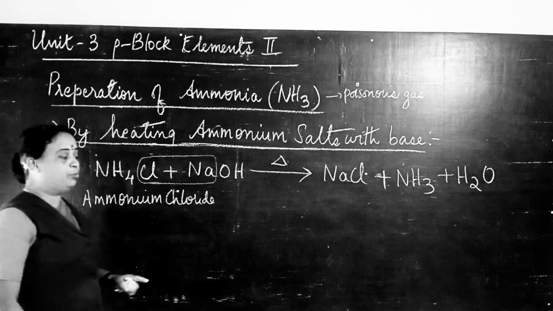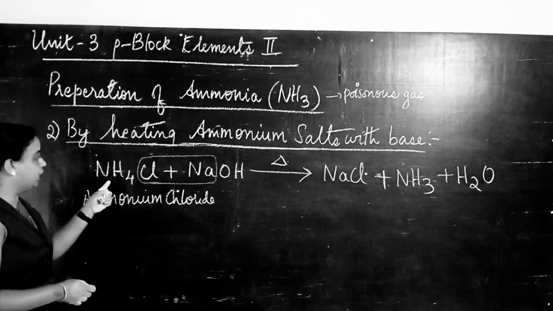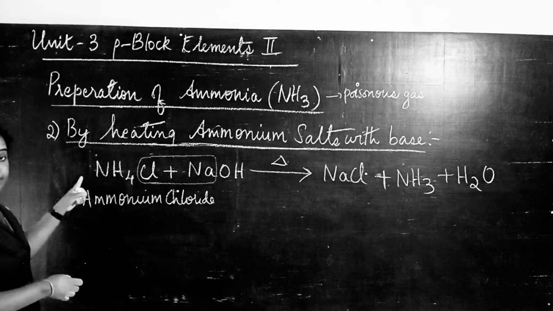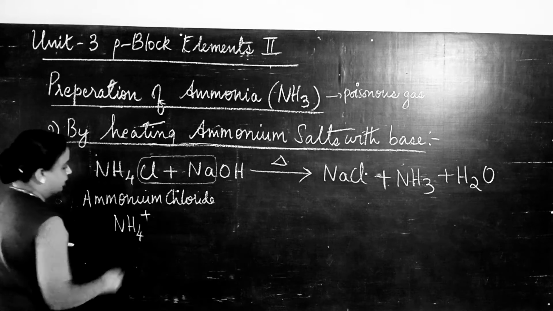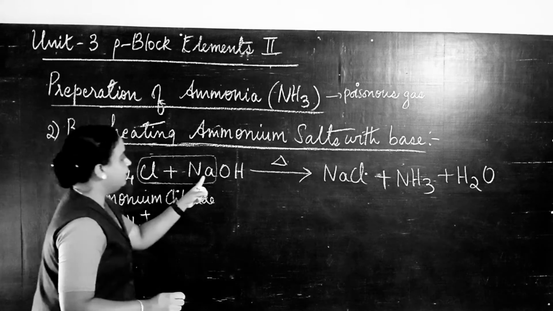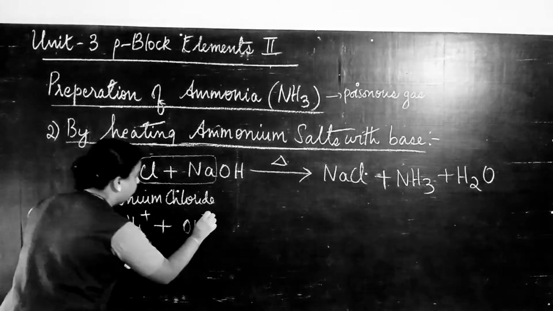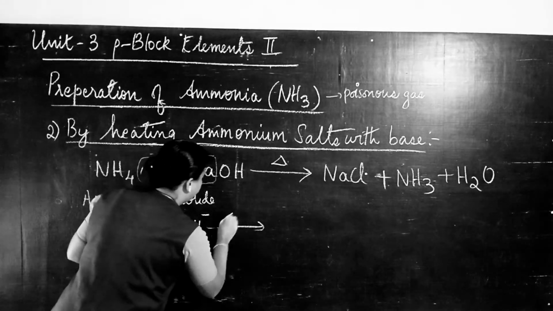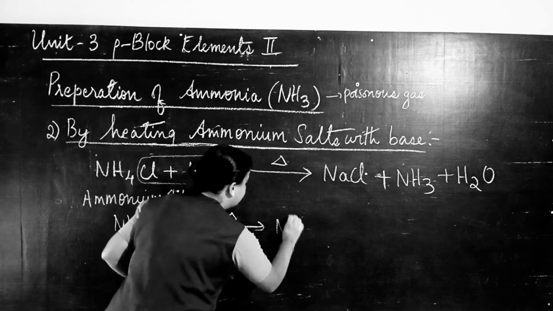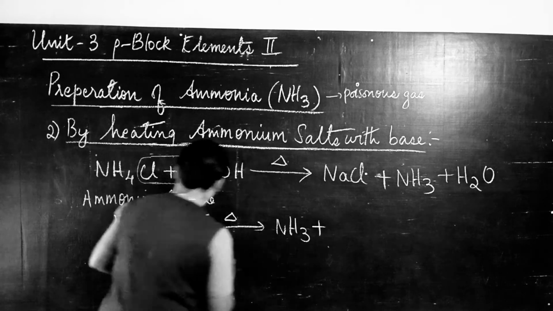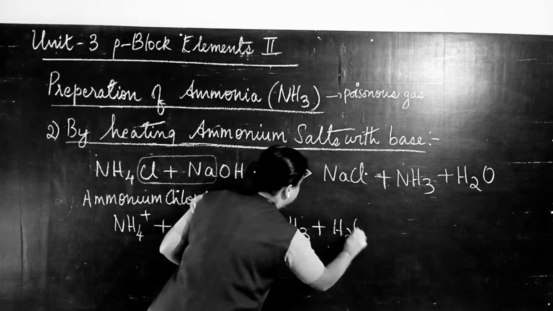In your textbook, we take the ionic form. In the case of ammonium chloride, we take the cation NH4+, and here the anion, OH-. On heating, NH4+ and OH- give rise to ammonia, NH3, plus one hydrogen and OH combined together to form water.